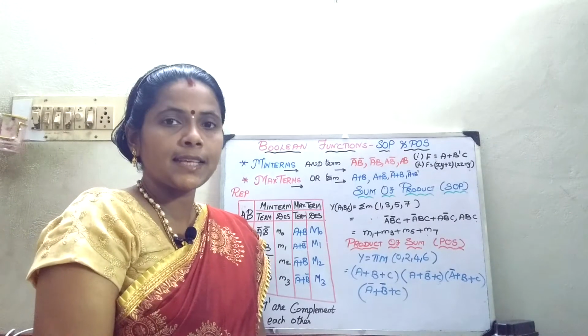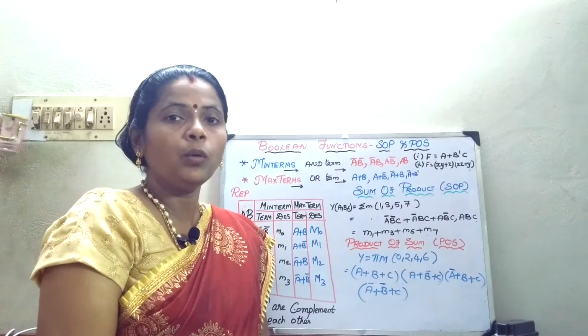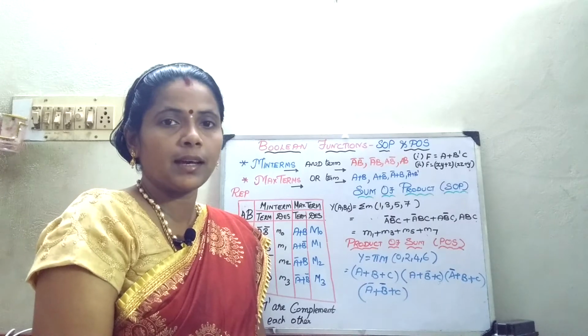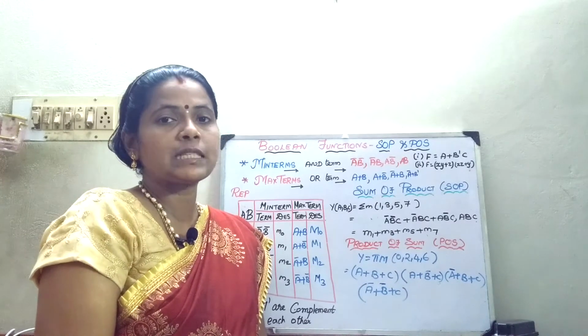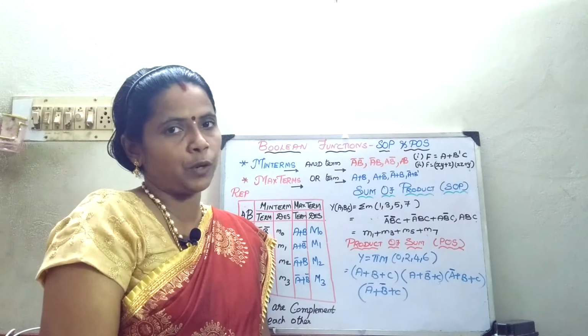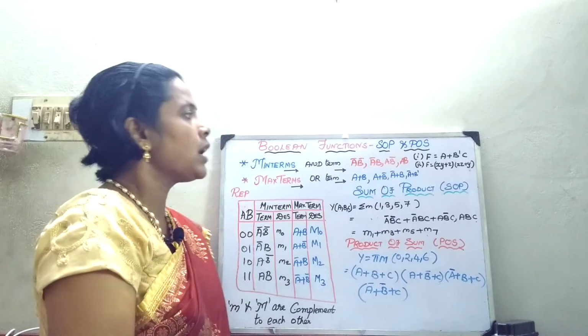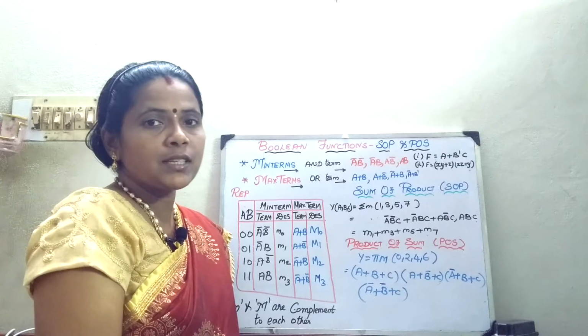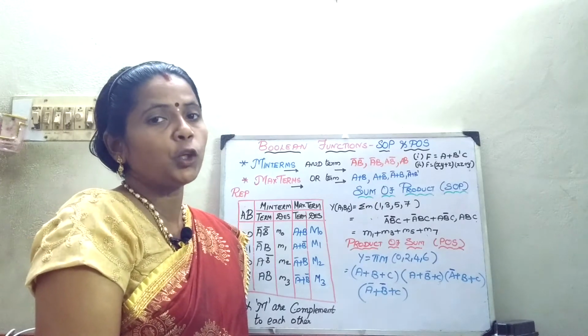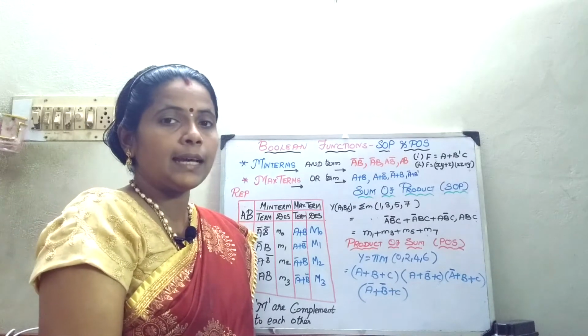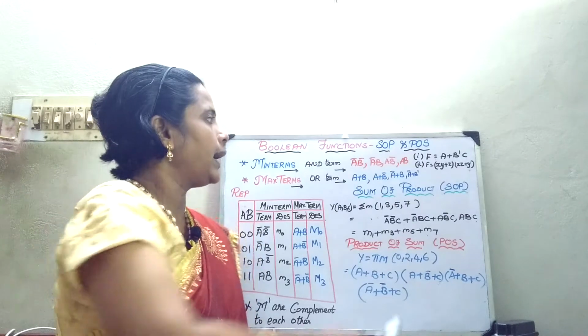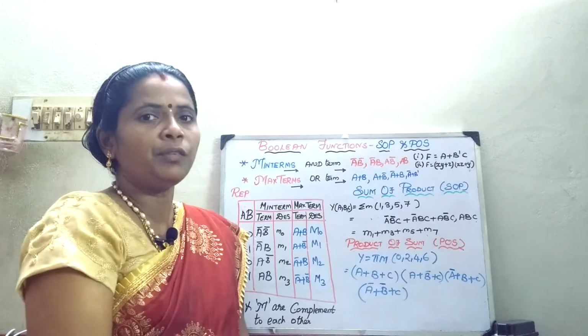In the earlier session, we have seen how various Boolean theorems are used for simplifying Boolean expressions. Now we will move on to Boolean functions in today's class, which are going to be incorporated using two forms. One is called sum of product and another is called product of sum.